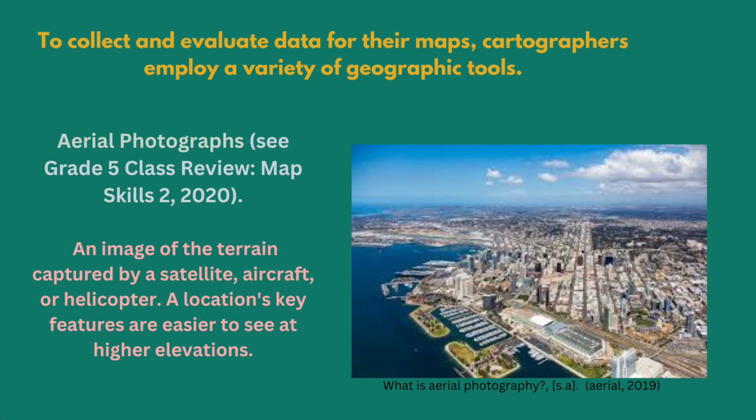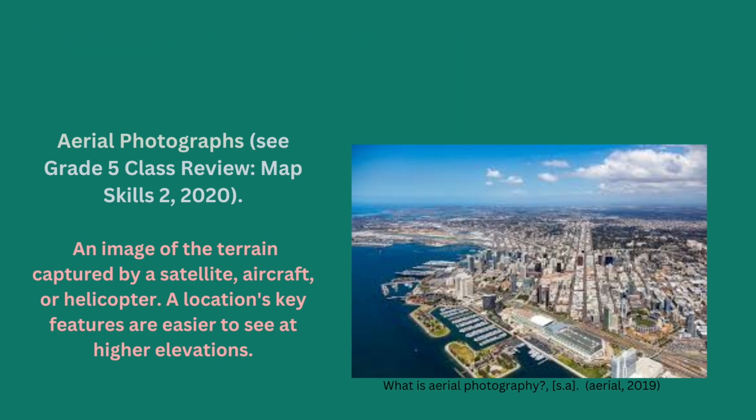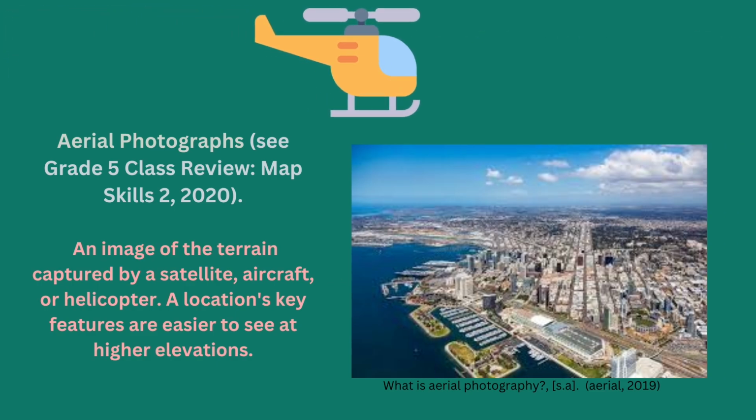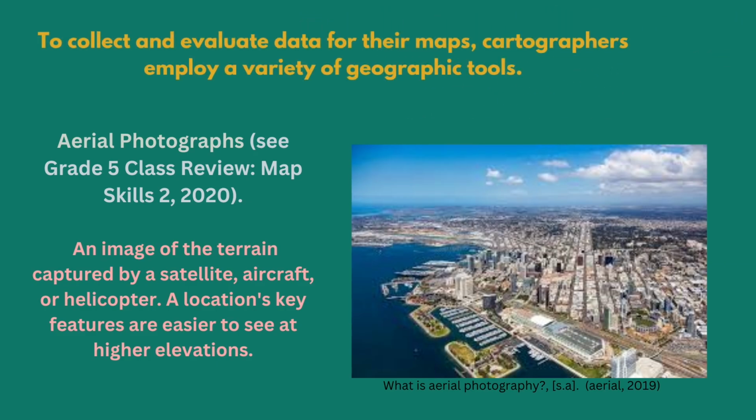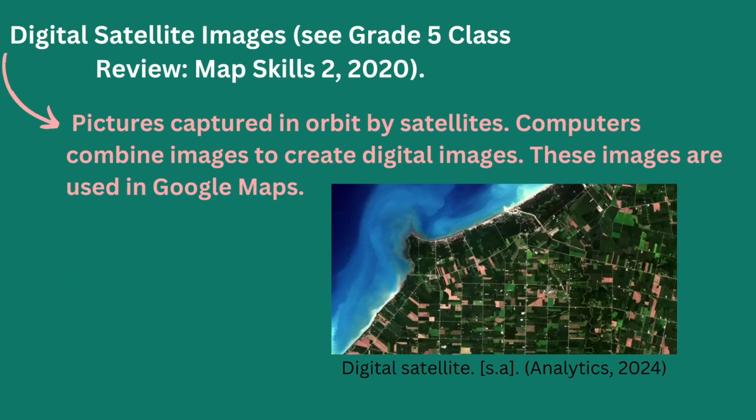To collect and evaluate data for their maps, cartographers employ a variety of geographic tools. Aerial photographs, an image of the terrain captured by a satellite, aircraft, or helicopter. A location's key features are easier to see at higher elevations. Digital satellite images, pictures captured in orbit by satellites. Computers combine images to create digital images. These images are used in Google Maps.